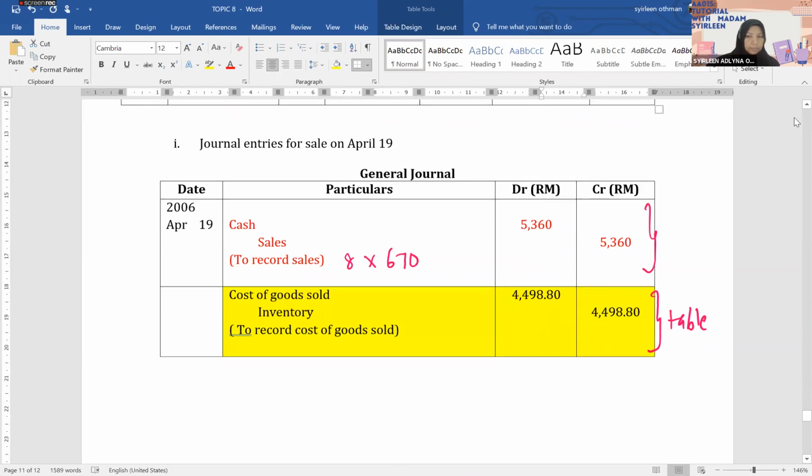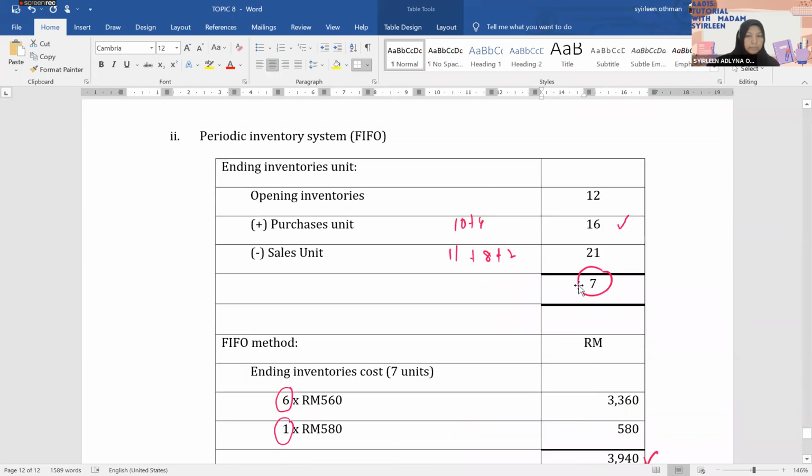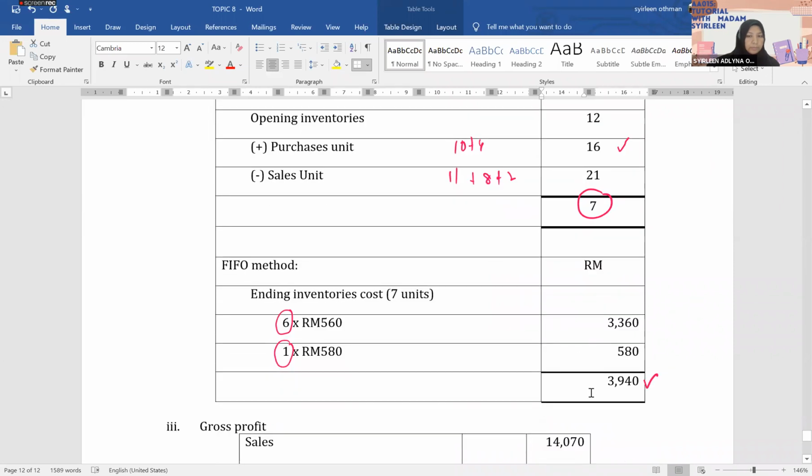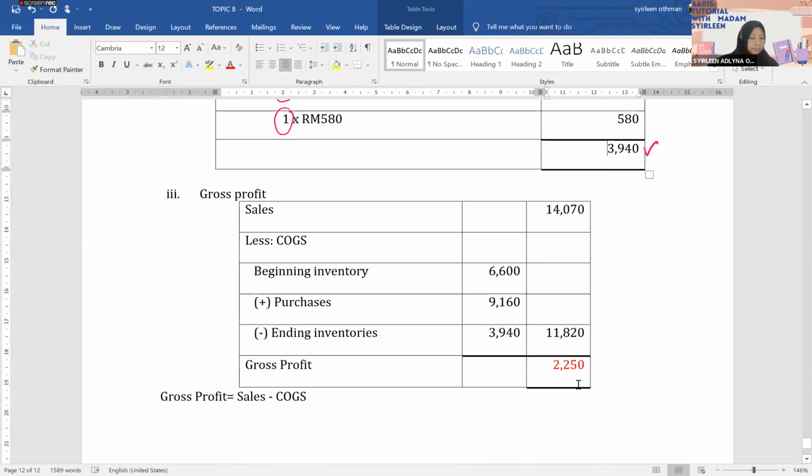Okay. Lepas tu, yang ni untuk your ending inventory just now. Okay. So your ending inventory cost ialah 3,940. Alright. And your gross profit is 2,250. Okay, ada apa-apa nak tanya? Clear? Ya, faham? Betul ke?